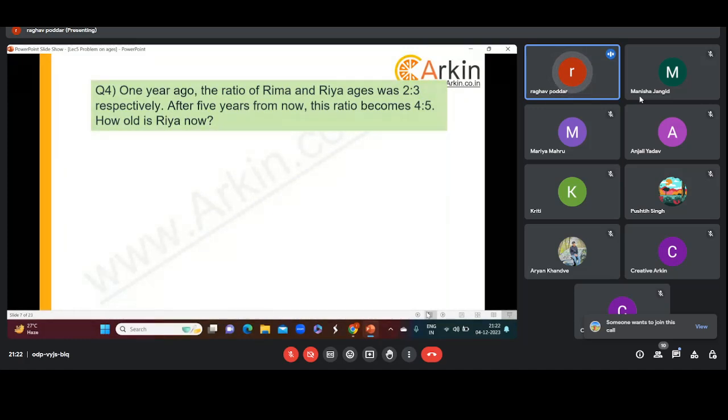1 year ago, the ratio of Rima and Ria's age was 2 is to 3, respectively. After 5 years from now, the ratio becomes 4 is to 5. How old is Ria?